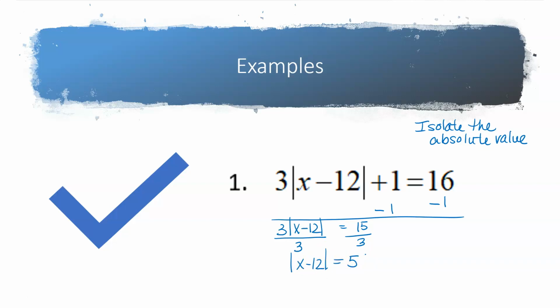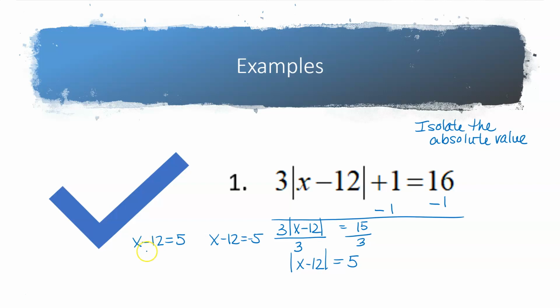So here's where we have to set this up, so we're going to solve it twice. So I'm just going to get rid of the absolute value bars. So I have x minus 12 equals 5. And then I have to think of the negative solution. So I have x minus 12 equals -5. So you solve twice, once for the positive value, once for the negative value. And this is all after you isolate the absolute value bars.